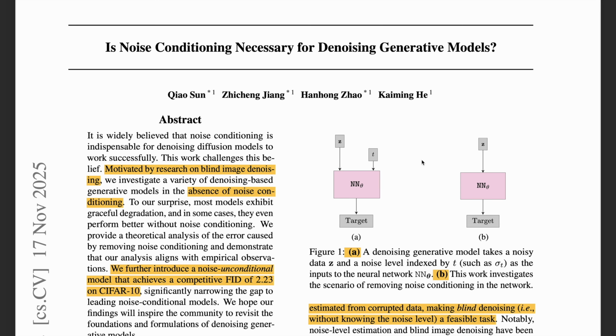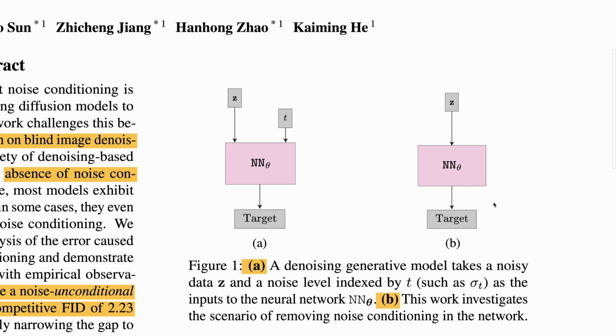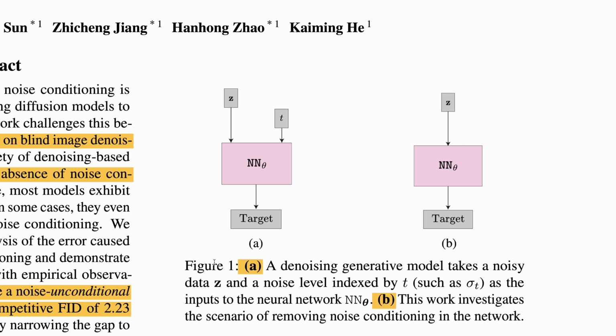So here we have a simple illustration that explains what they mean. Figure 1a is a standard diffusion model that takes as input some noisy input, some time step t, and then does the denoising for that input z. So basically, t indicates the noise level to the neural network. By giving the time step, we indicate the noise level and help it to do the denoising. In figure 1b, we have the architecture that they try, the noise unconditioning.